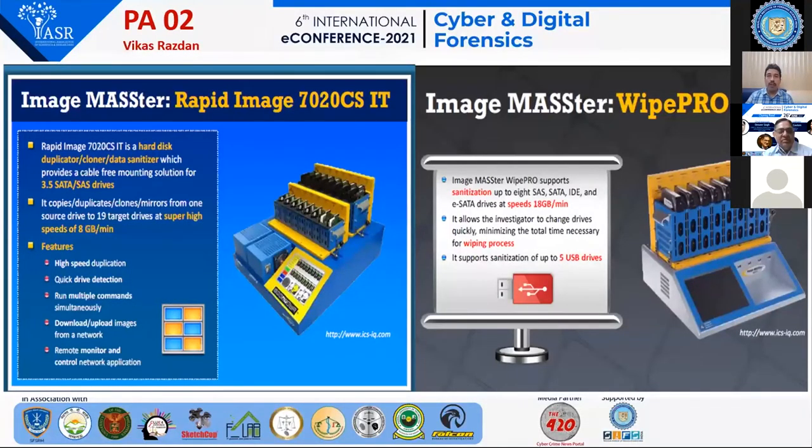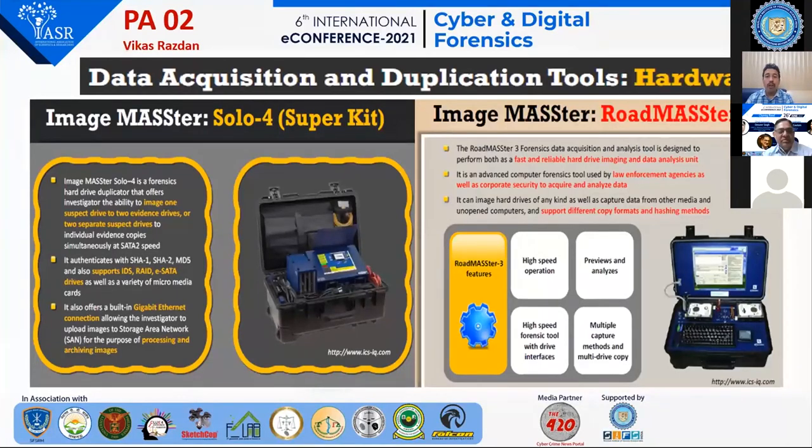Now if we talk of data acquisition, we have hardware and software available that can be used, and we have to see which is the best. If the suspect device is very large, then we have to use the required hardware or software. Solo 4 is the hardware forensic data acquisition hardware that we usually use. It's a forensic hard drive duplicator. It authenticates SHA-1, SHA-2, MD5, and also supports IDE, RAID, SATA drives, as well as a variety of micro drives. It has gigabyte Ethernet connectivity, allowing the investigator to upload the image to a storage area network.